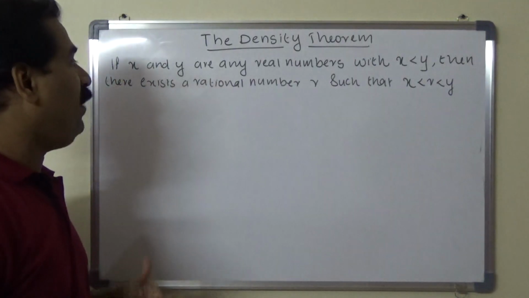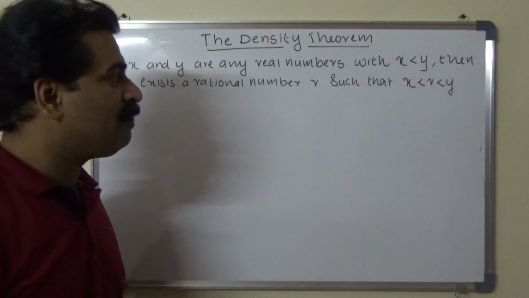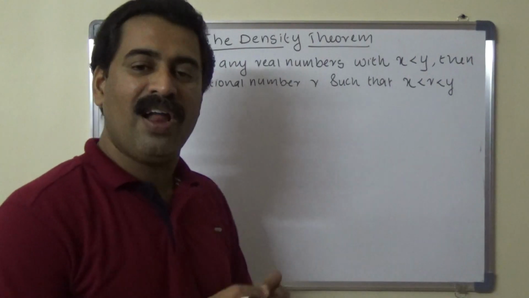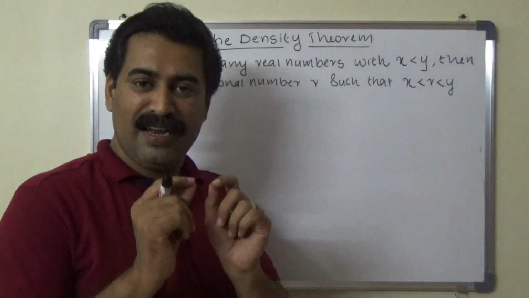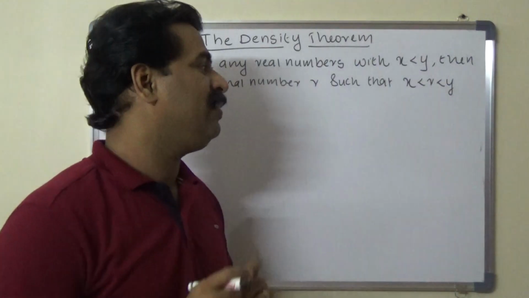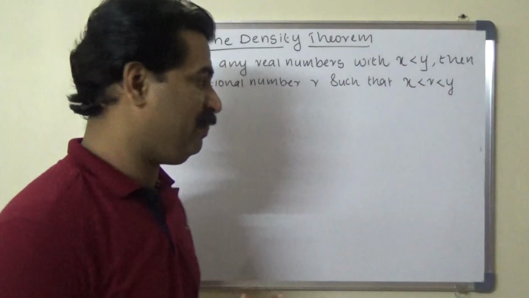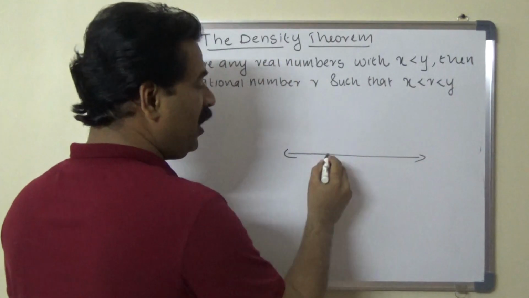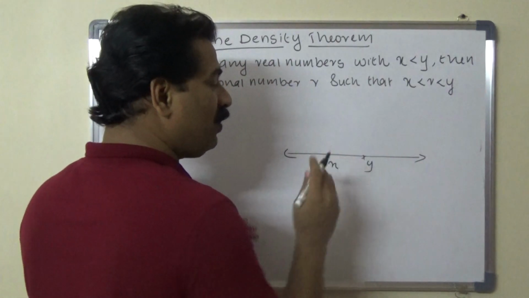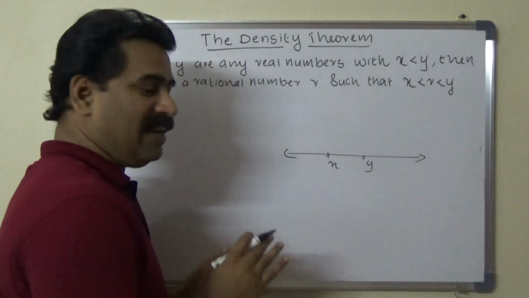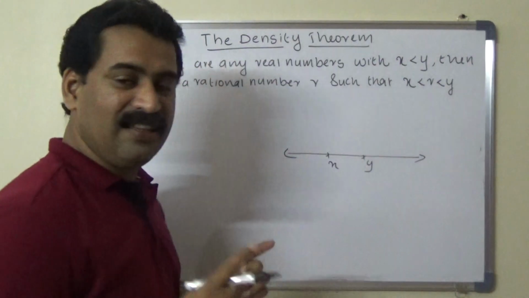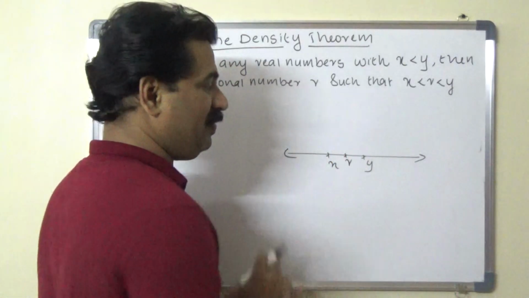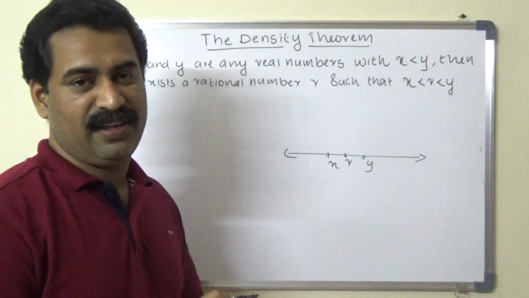Clear? If x and y are any real numbers with x is less than y, then there exists a rational number small r such that x is less than r, which is less than y. That means r lies between x and y. Suppose this is our real line. If x, y are any two real numbers with x is less than y, then the statement tells us that there exists a rational number small r lying between x and y. Clear? This is the density theorem.